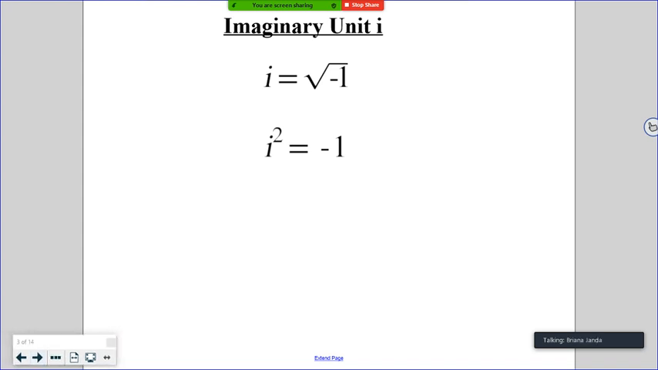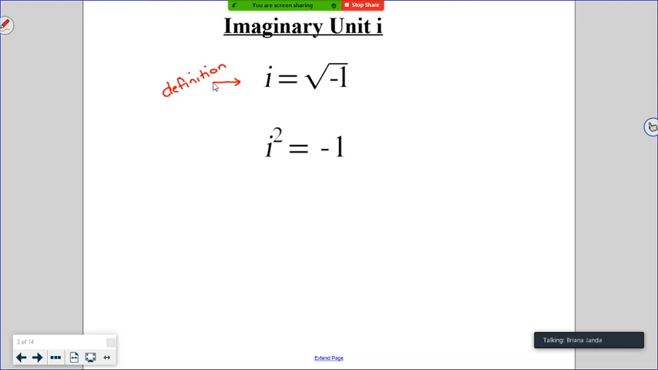So, starting at the beginning, this is all based off of the imaginary number, i. And I know that i is a letter to us in our alphabet, but in math, i is a number. And its definition is here: i equals the square root of negative 1.